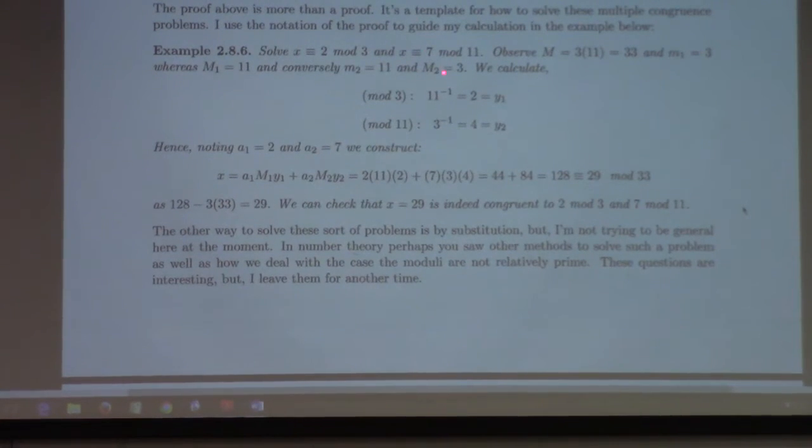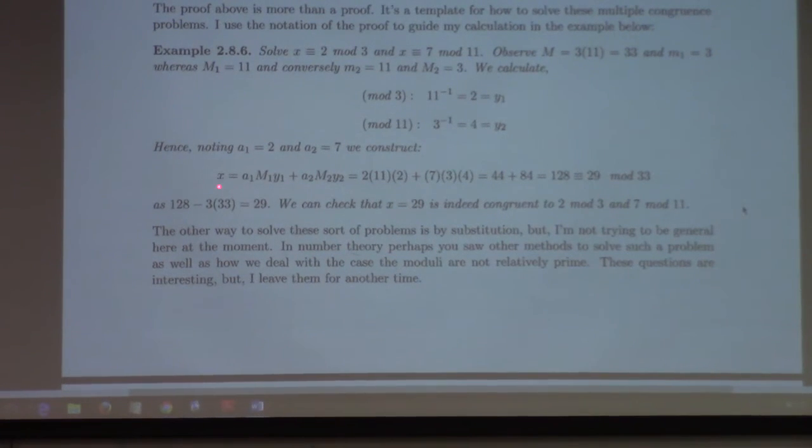So I have to figure out: what's the inverse of 11 mod 3? The inverse of 11 mod 3 is 2, right? Because 2 times 11 is 22, which is 1 mod 3. And the inverse of 3 mod 11 is 4, because 3 times 4 is 12. For larger problems, you're going to have to do the extended Euclidean algorithm to find the inverses here, right? So this is somewhat easy because it's a low number. We can actually guess the inverse.